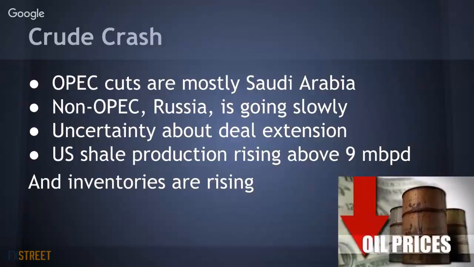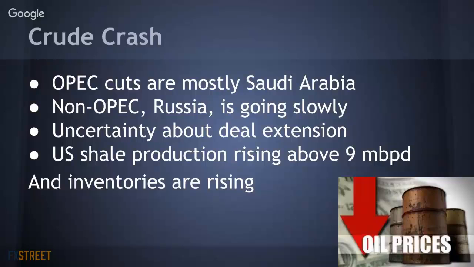It was triggered by the inventory report one week ago that showed a rise in crude inventories and a drop in gasoline and distillates. So for me, it was only the match that started the fire. The bigger background is the OPEC deal, okay? So back in November, OPEC and non-OPEC members surprised the world by reaching a deal on cutting production.